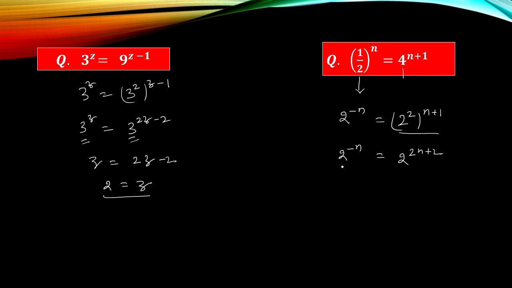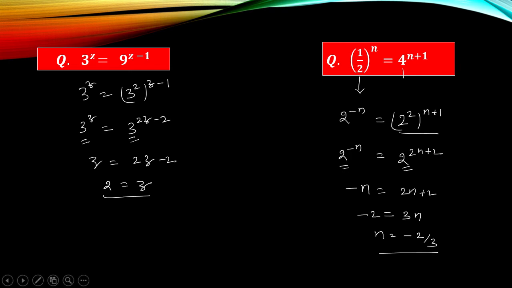The bases on both sides are equal, so we can compare the indices, and the indices are minus n and 2n plus 2. Collecting the n's on one side, the RHS should be 3n, and the constant on the other side is minus 2. Finally we find the result is 2 by 3. So n is equal to 2 by 3 is the solution of the equation. Now we can move forward.